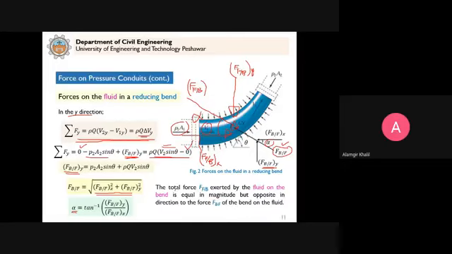So the total force exerted by the fluid on the bend is equal in magnitude but opposite in direction to the force of the bend on the fluid. So this is how we calculate the forces on pressure conduits. Clear?